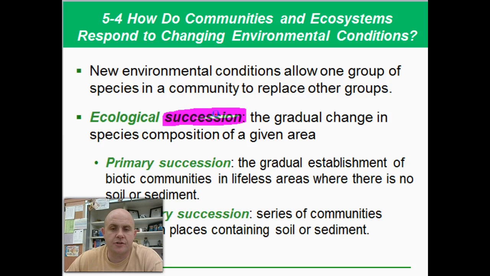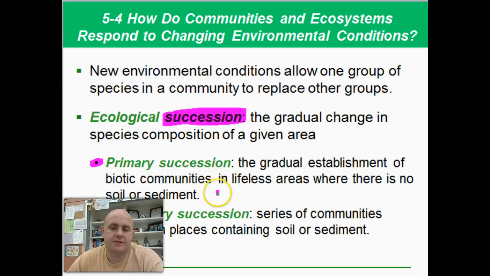So ecological succession is the change of one species to another, or from one set of species to other sets of species, becoming more and more complicated in a specific area. And that change can happen either as a primary succession or a secondary succession. It says right here, gradual establishment of biotic communities in lifeless areas where no soil or sediment starts. So this would be from barren land.